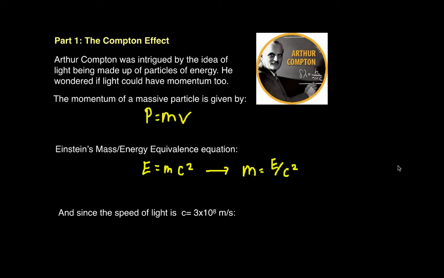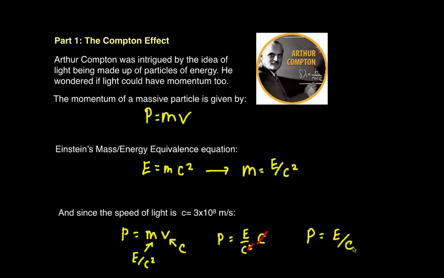Since the speed of light is 3 times 10 to the 8 meters per second, we can take our momentum formula, p equals mv, and substitute in the speed of light and the mass-energy equivalence to get p equals E over c squared times c. But since c appears twice in this equation, it can be cancelled out. This leaves us with p equals E over c.